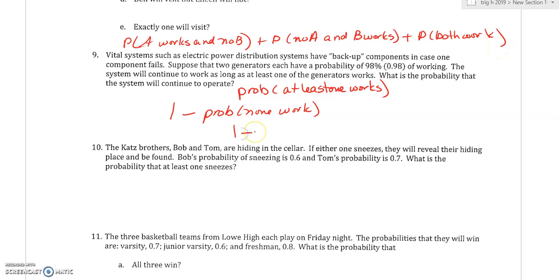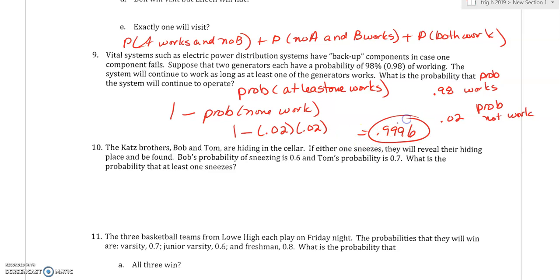1 minus the probability that none works. So none working, well, if 0.98 is works, what's the probability it works? The probability that it does not work must be 0.02. So the first one doesn't work and the second one doesn't work. So you would end up with 0.9996. That's the probability that at least one works.